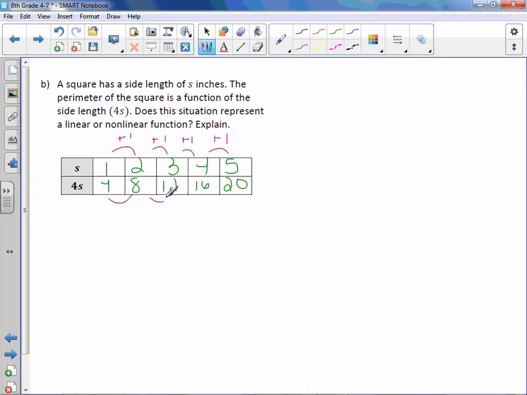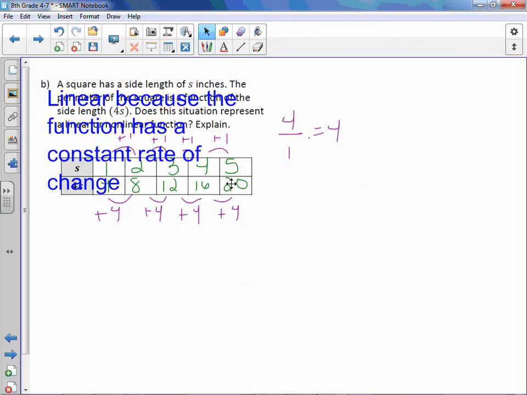The change from 4 to 8 is plus 4, 8 to 12 plus 4, 12 to 16 plus 4, 16 to 20 plus 4. So the rate of change would be 4 to 1, or 4, which means it has a constant rate of change, which means it is linear.